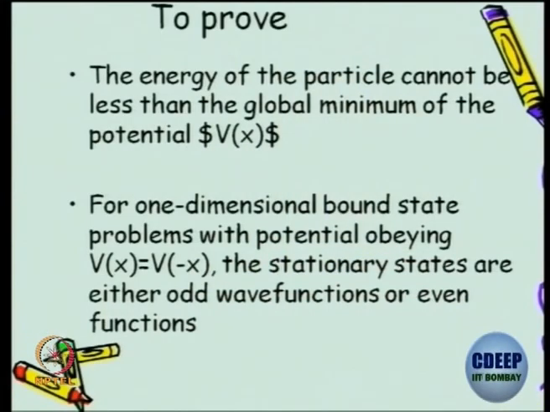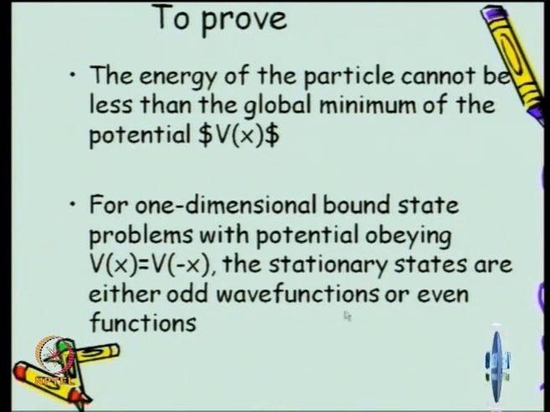Some of these things I have already proved for you, the first one, or at least given you an indication. Find the expectation value of p squared, show it to be the expectation value of E minus V of x, and you can show that it's impossible for the energy of the particle to be less than V global minimum. And for one-dimensional bound state problems with potentials obeying V of x, this is yet to be proven. We will do it in the next class.